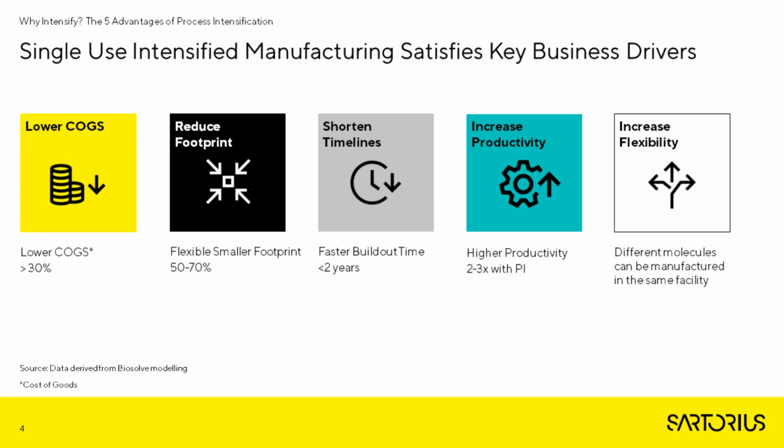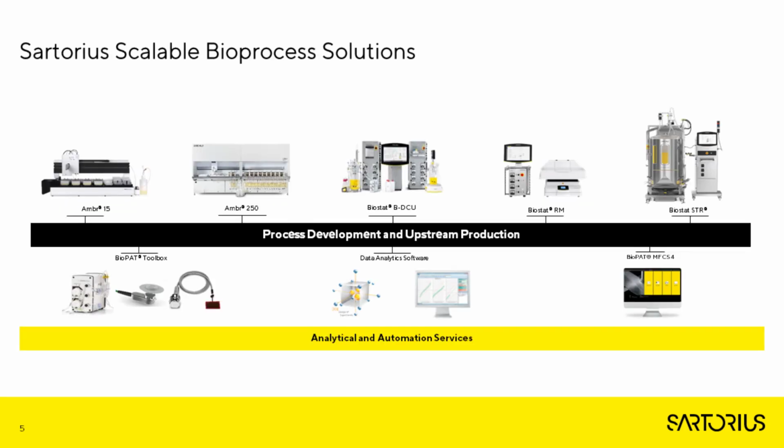The fourth business driver that we identified is increased productivity. Overall, process intensification can boost the overall yields sometimes by 2 to 3 times. And the last business driver that we selected here is increased flexibility. In general, various molecules can be manufactured in the same facility, and not only that, but also with the same equipment.